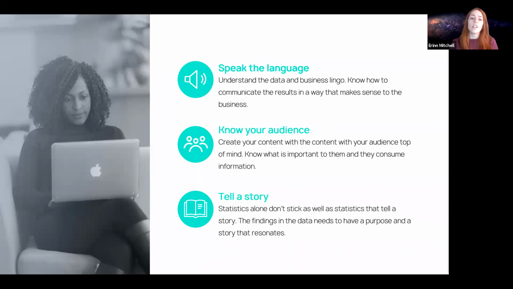You have to know your audience. So it's important to create content with your audience top of mind. Know what's important to them, and more importantly, how do they consume that information? And finally, the third pillar of telling a story. It's really important to have a story when you're communicating data because statistics alone don't stick as well as a story does. So data needs to have a purpose and a story that resonates with the consumer of that data.